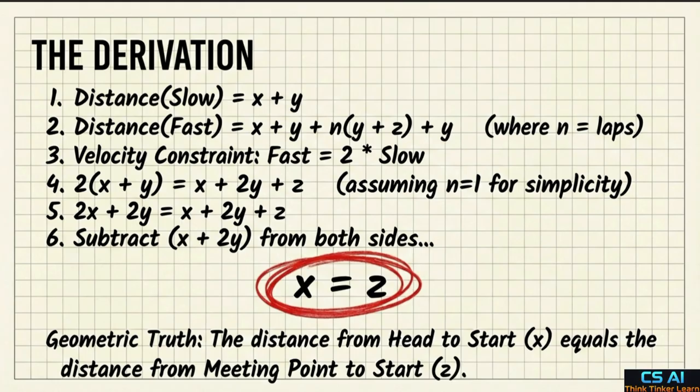The velocity constraint states fast equals 2 times slow. By substituting, and assuming n equals 1 for simplicity, we get 2 times (x plus y) equals x plus 2y plus z. Simplifying further by subtracting x plus 2y from both sides, we arrive at the profound geometric truth: x equals z. This means the distance from the head to the start of the cycle, x, equals the distance from the meeting point to the start of the cycle, z. This equality is the key to identifying the cycle's beginning.